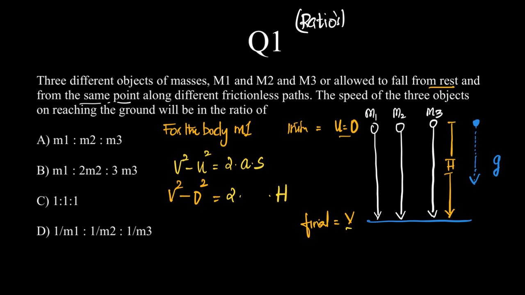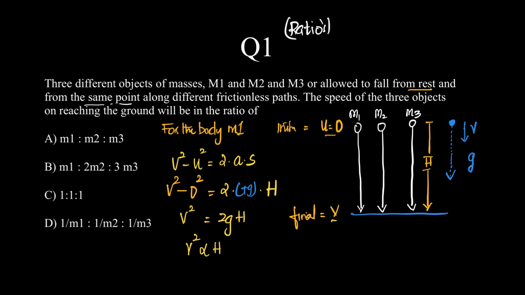Now, what is a? There are many ways of interpreting the concept here, but what I generally follow is, since the body is dropped, velocity will keep on increasing, which means acceleration due to gravity acts as acceleration and not deceleration here. So I'll take this as positive g. We have the equation v square is equal to 2gh. Now, 2 and g are constant.